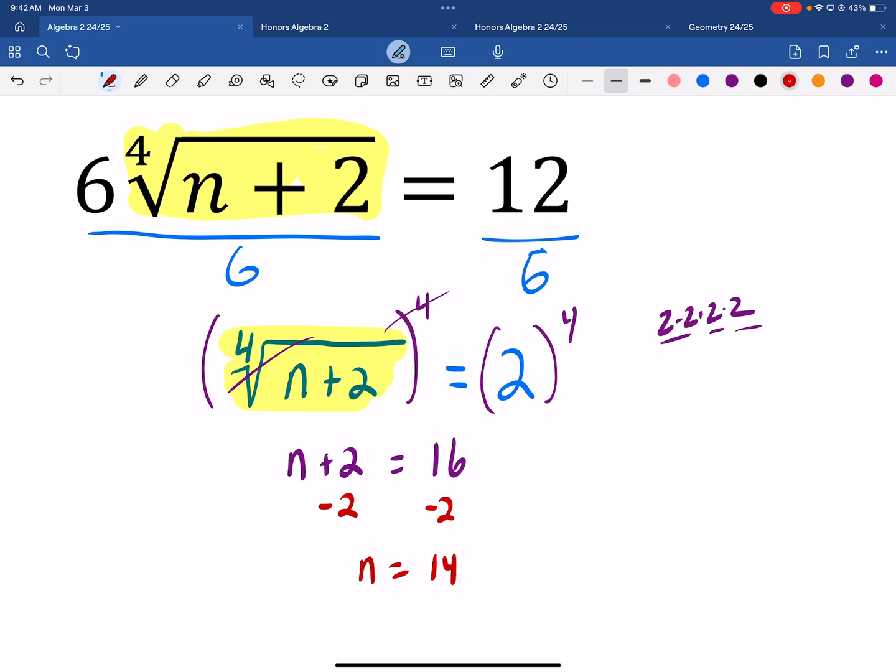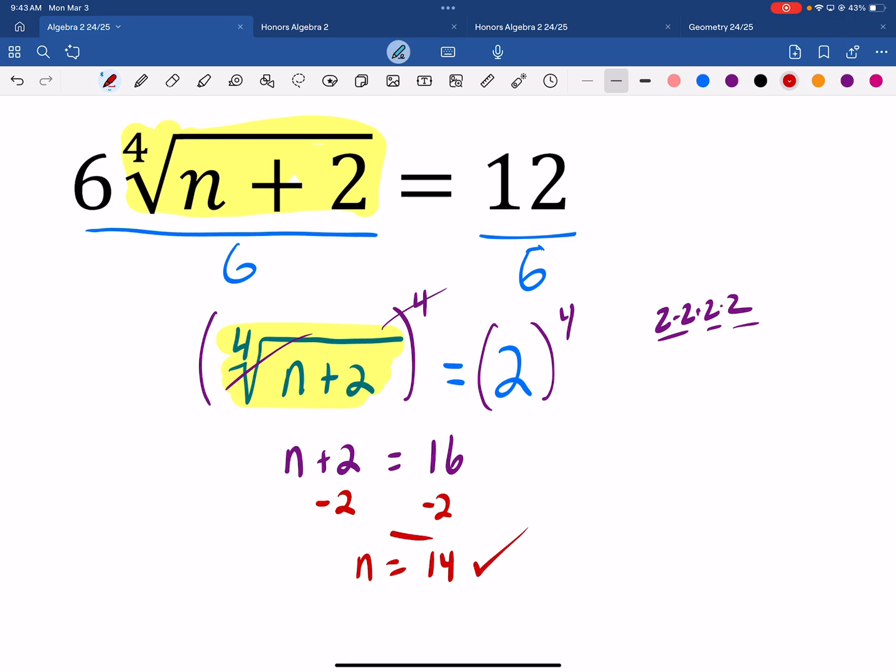We check it. 14 plus 2 is 16. The 4th root of 16 is 2. 2 times 6 is 12. It checks out. It works. You move on. Isolate, square it, cube it, whatever you need to do to it, solve it. Check it.